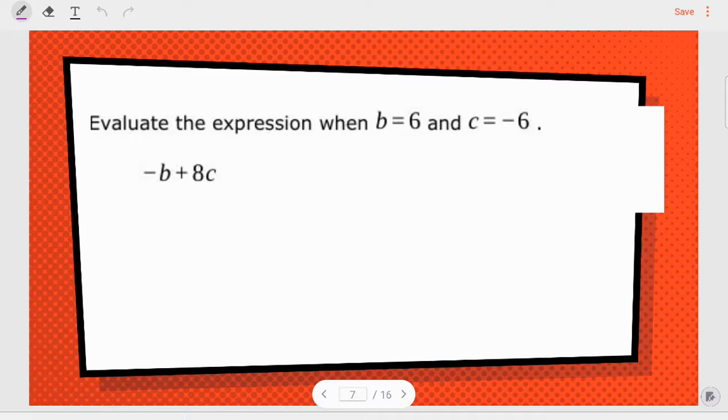So evaluate the expression when b equals 6. So another name for b is 6, and another name for c is -6. So here we go. I'm going to copy this down. I have to include the negative because it was already there.